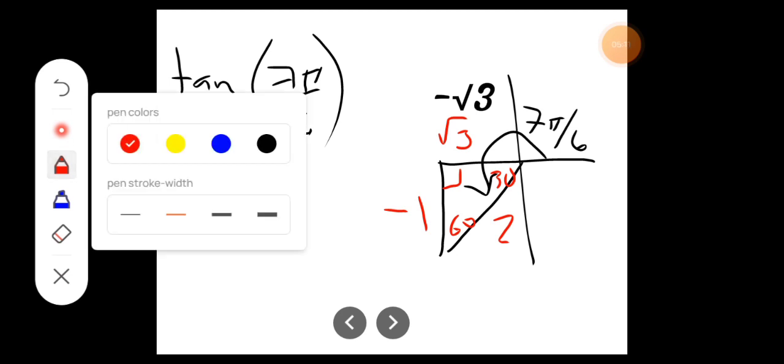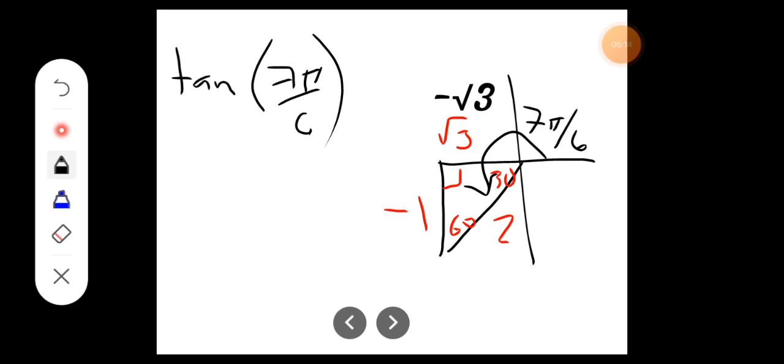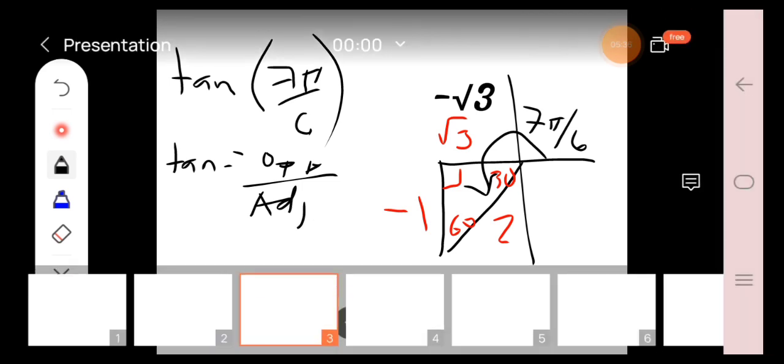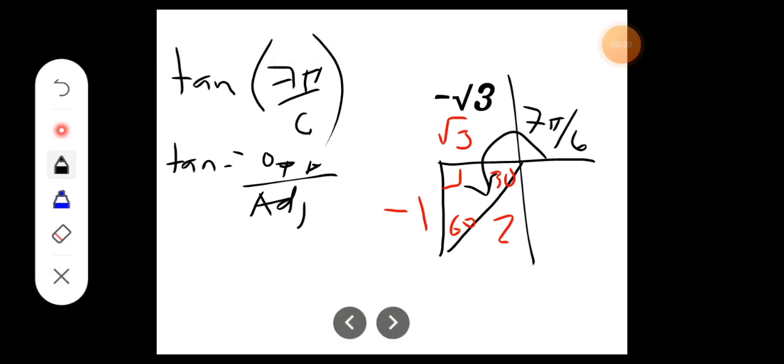Tangent is equal to opposite over adjacent. So it's negative 1 over negative square root of 3, which is 1 over square root of 3. And then we're going to have to rationalize.